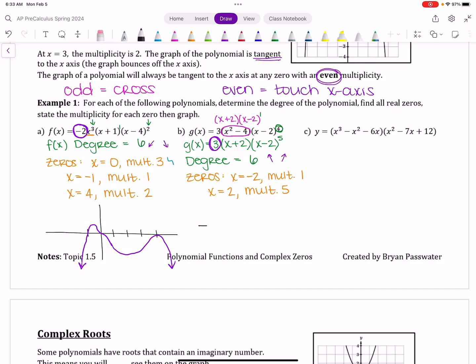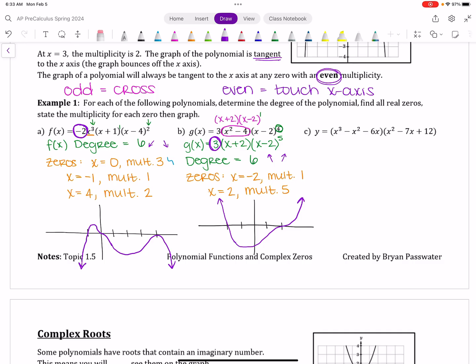So if we want to sketch out our general graph, we have to go from -2 to 2, and we know both of our ends are going to go up. So we just cross right through -2, and then we're going to curve a little bit when we cross through +2. And that could be roughly the shape of g of x.